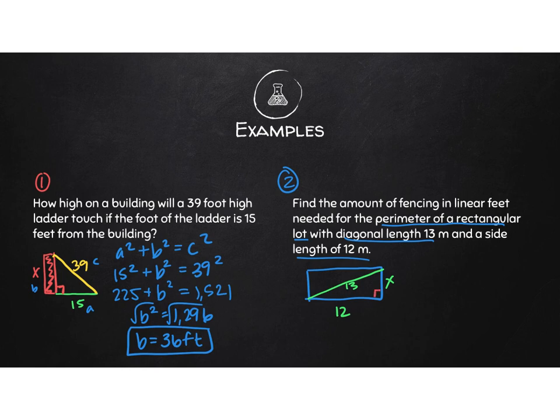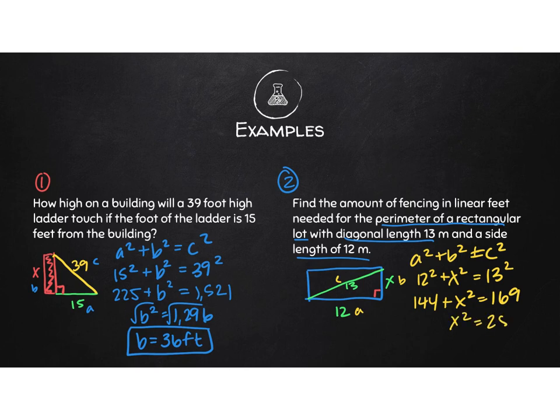We know that this is a right triangle because it is a rectangle. So again, we're going to use A squared plus B squared equals C squared. And we can say that we have a side length 12. Let's call that our A. Let's call our unknown the B. And then C is the hypotenuse. So we know that that's 13. So 12 squared plus X squared equals 13 squared. We get 144 plus X squared equals 169. I'm going to take 144 away from both sides. So I get X squared equals 25. And I need to take the square root of both sides. So I get X equals 5. So our missing side length is 5.